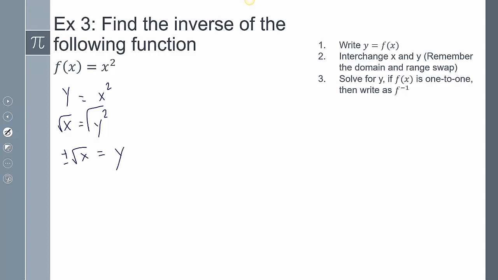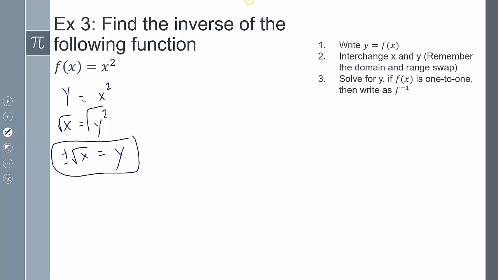Now this is not a one-to-one function. So because this is not a one-to-one function, I cannot use my f inverse notation at all. So even though this right here is my inverse equation, I found what the inverse is, I cannot state that being an inverse function because it wasn't originally one-to-one.